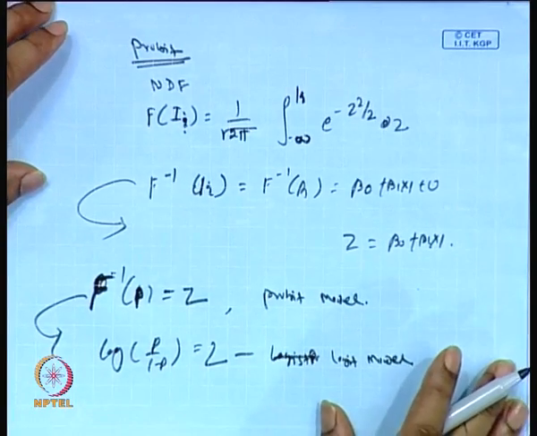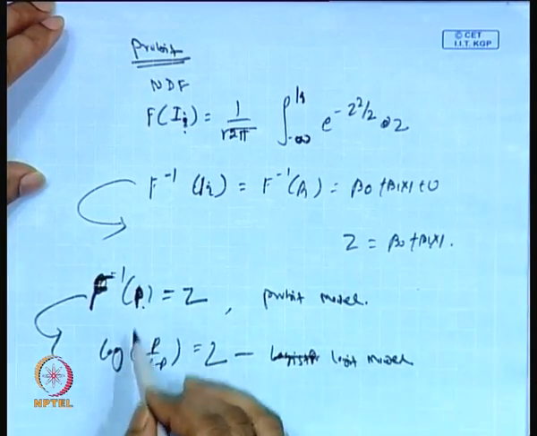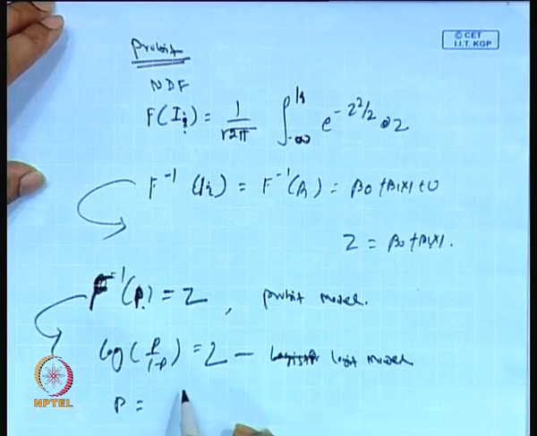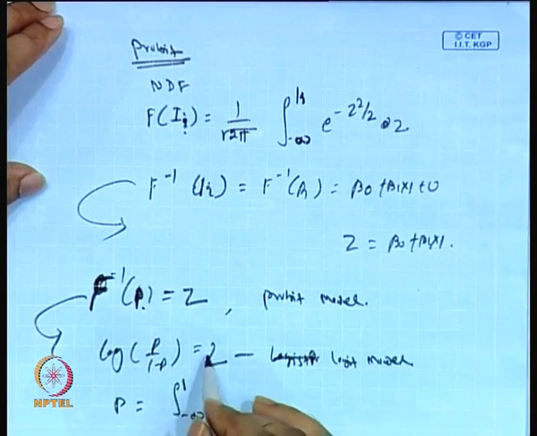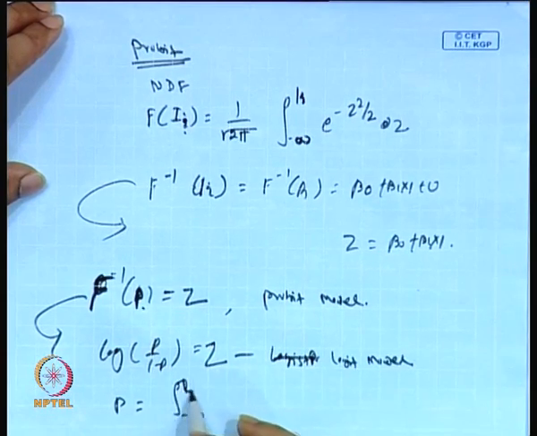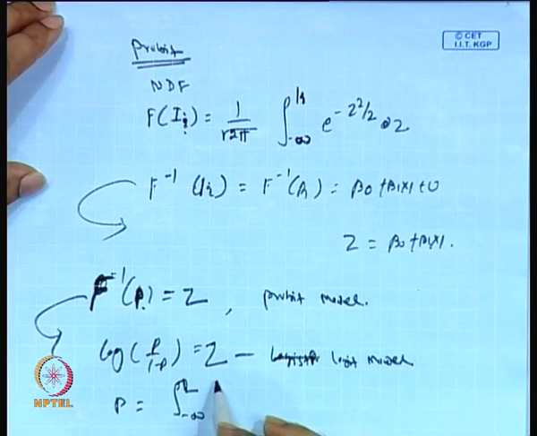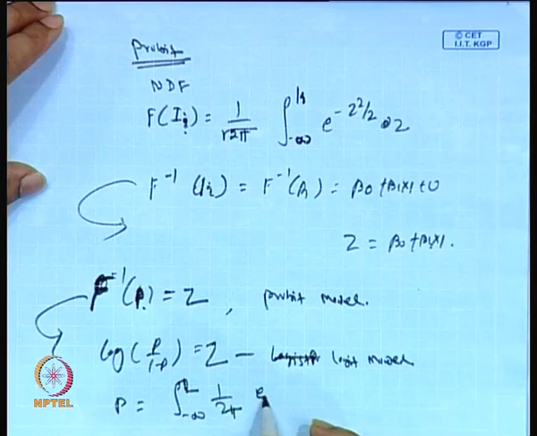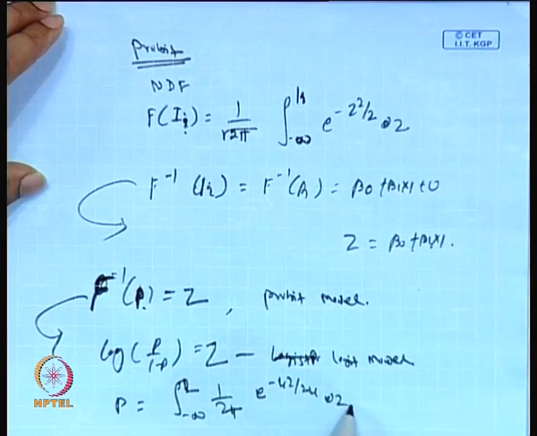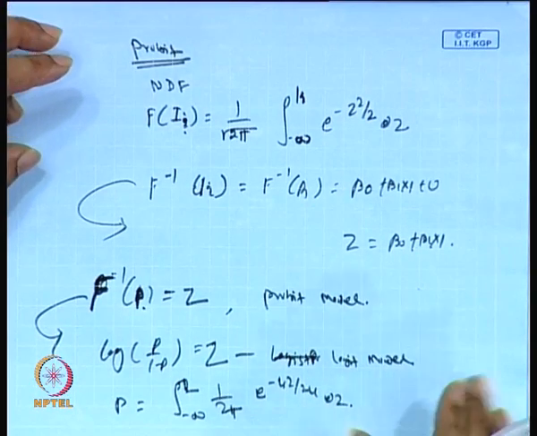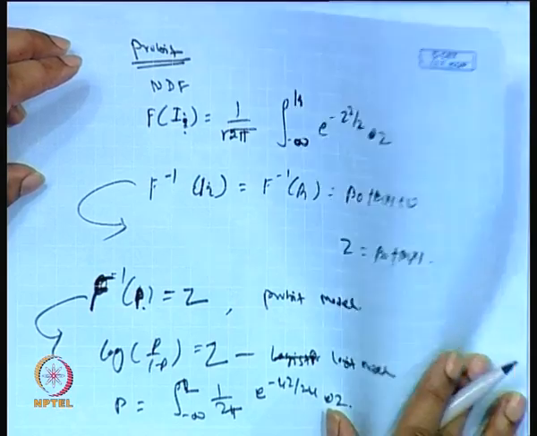Now what is p here? This p is a function of the integral from minus infinity to z, since we are using z here, of 1 by square root of 2 pi, e to the power minus u square by 2, du, or dz. This is how you have to calculate.